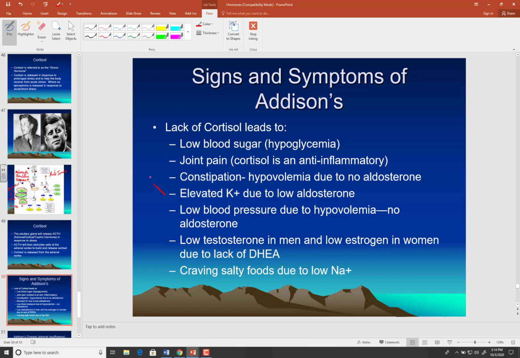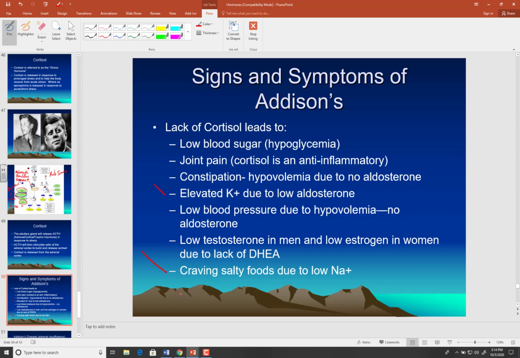Then they have elevated potassium due to the low aldosterone, and that's important. Elevated potassium affects the heart by basically slowing it down and making the contractions weaker. That also contributes to the low blood pressure. And then again, the low blood pressure due to the hypovolemia and the no aldosterone. And in men, low testosterone, because DHA is converted to testosterone in men and to estrogen in women. And they also have a salt craving as well.